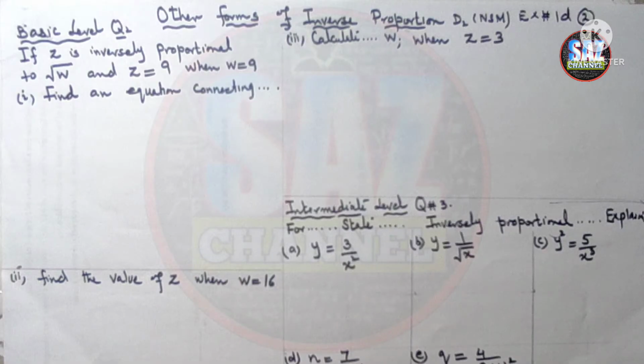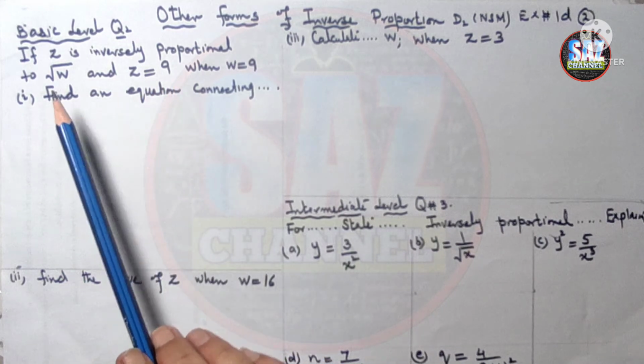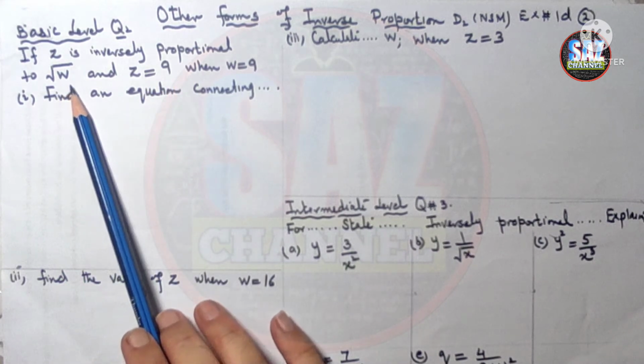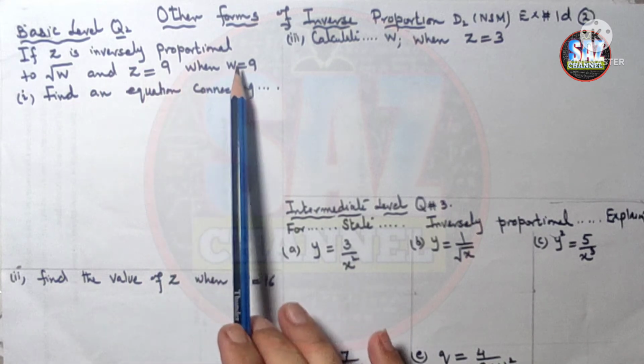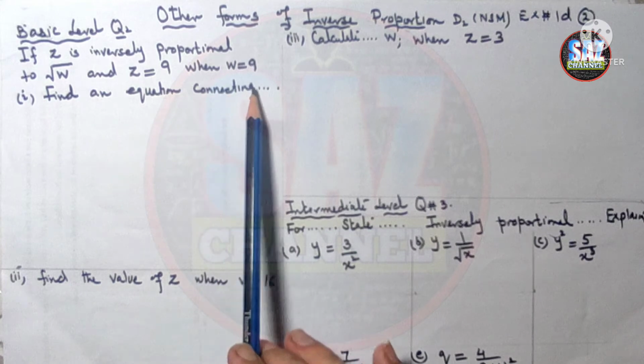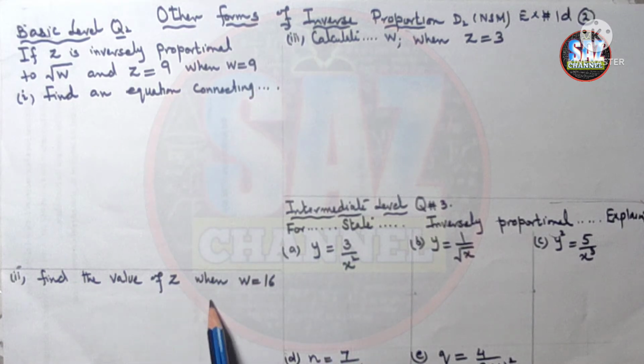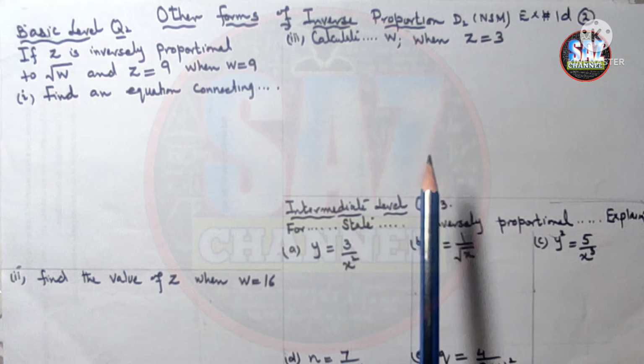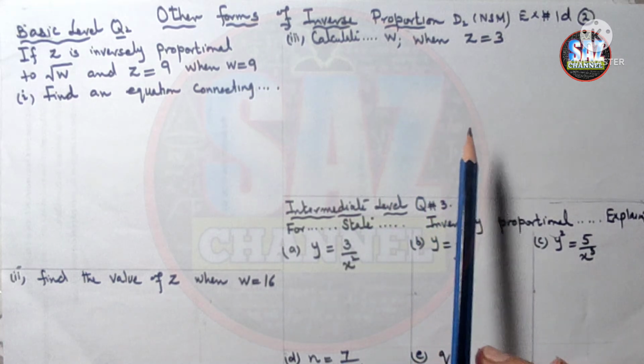Moving to question number 2, basic level. Question 2 says that if z is inversely proportional to square root w and z equals 9 when w is equal to 9, find the equation connecting z and w, and find the value of z when w is equal to 16, and calculate the value of w when z is equal to 3.